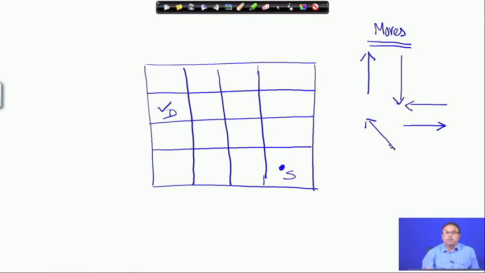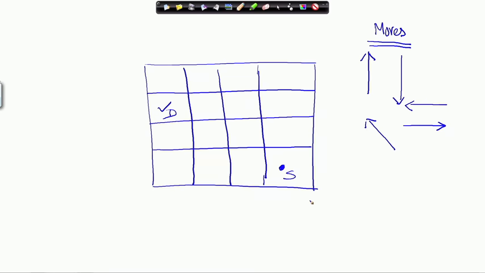And any of these moves can be applied only if the corresponding destination place is not barred, or if the destination place is free. For example, if this place is barred, and say this place is barred, then from this point, the source, I cannot apply the diagonal move. Why? Because this place is not free. Suppose I apply the up move. So, I will go from here to here.